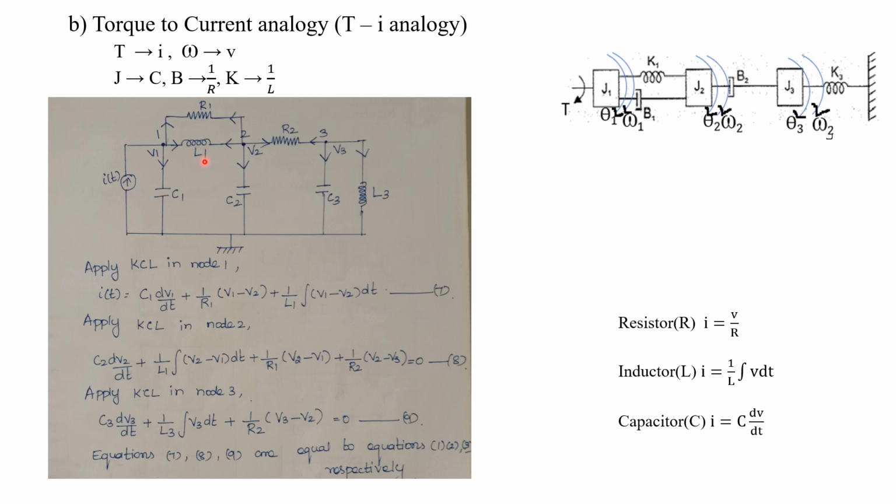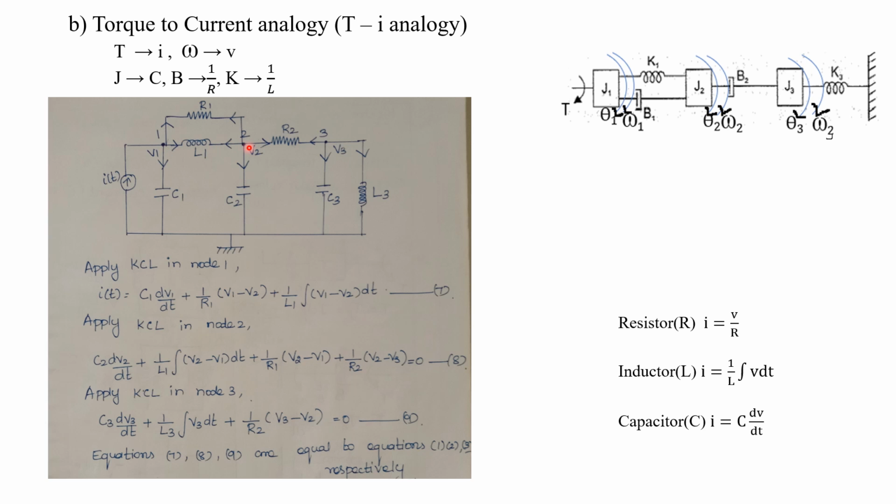Now what about the third current? That is the current flowing through the inductor L1. What's the formula? 1 by L into integral V dt. So 1 by L1 into integral of V, the voltage drop across the inductor L1. Here we are considering this arrow. This is the higher potential V1, and this is the lower potential V2.